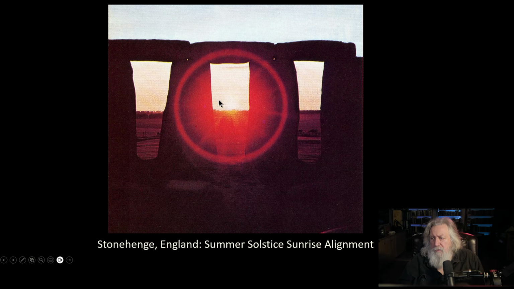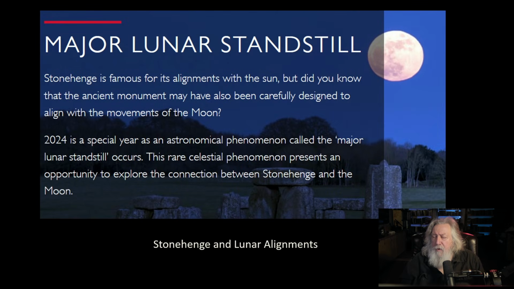Okay. Now, what about other alignments? Well, it's very probable that there are major lunar alignments built in as well. And as it says here from this website, Stonehenge is famous for its alignments with the sun. But did you know that the ancient monument may have also been carefully designed to align with the movements of the moon? 2024 is a special year, and it actually bleeds over into 2025 as well, as an astronomical phenomenon called the major lunar standstill.